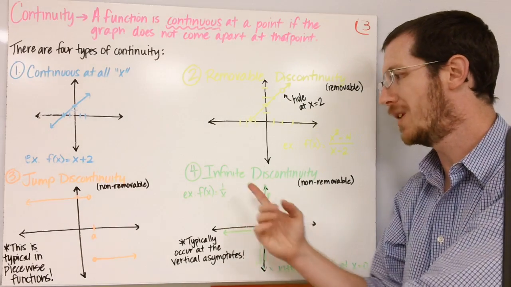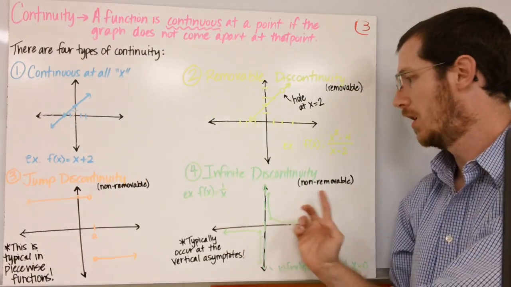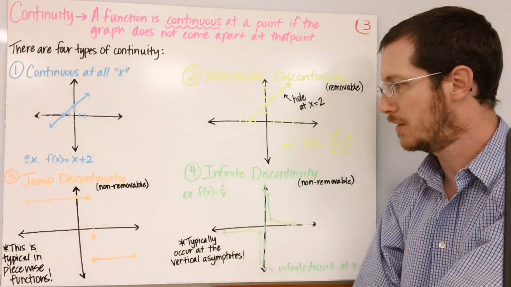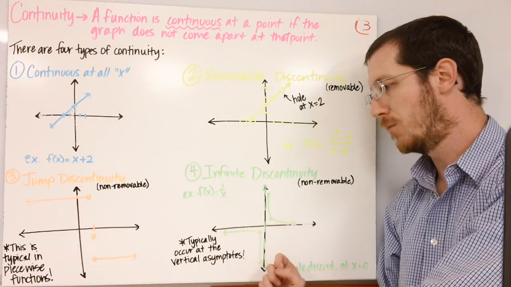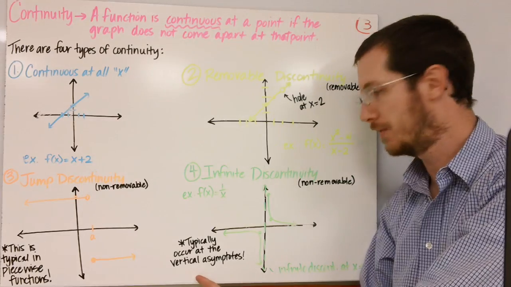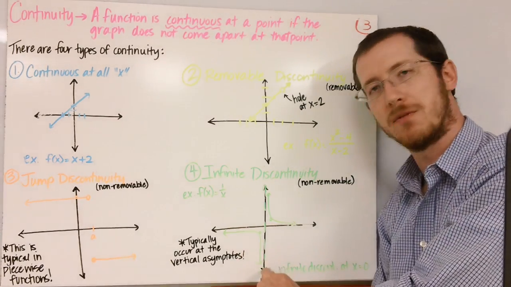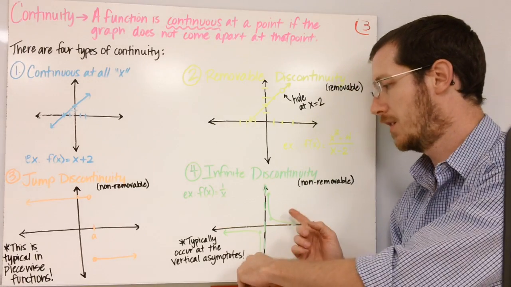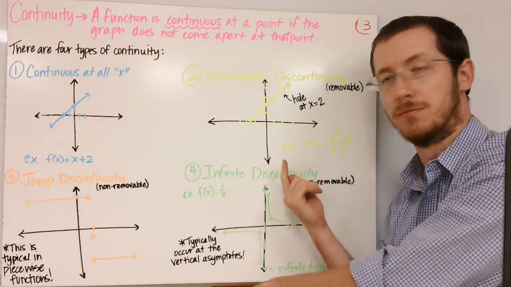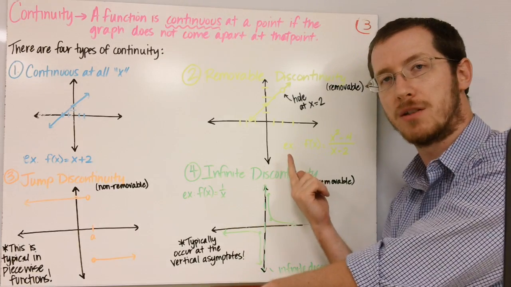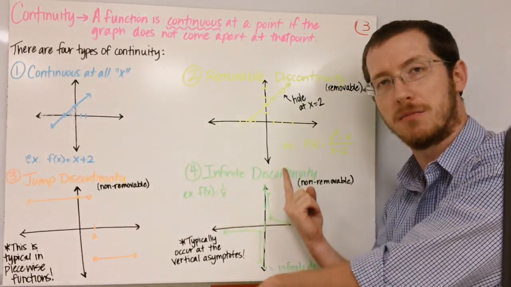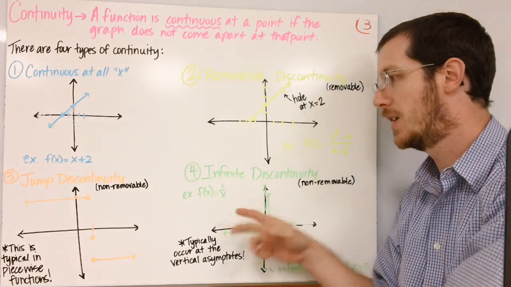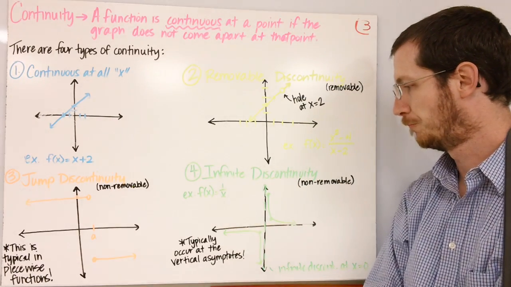And type number 4 is infinite discontinuity. Again, non-removable, like jump discontinuity. You'll see this when we have vertical asymptotes oftentimes, where we've got one piece of our function that goes in the opposite direction as the other piece of our function. So they're going in opposite y directions on either side of an asymptote, and the gap between that is an infinite distance.